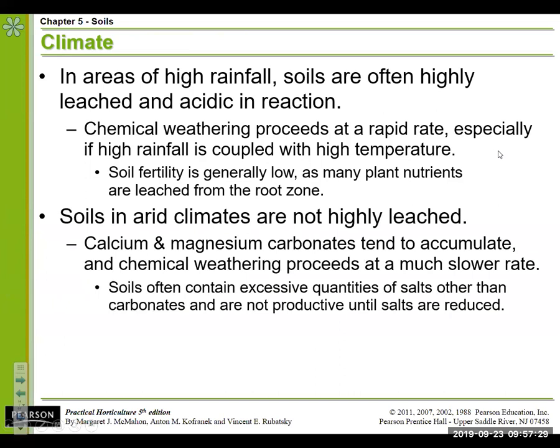In arid climates, though, the soils are not highly leached. So we kind of have the opposite effect there. We have calcium and magnesium carbonates accumulating, which causes chemical weathering to proceed at a much slower rate. So where we have high leaching and high rainfall, we have low leaching and low rainfall, makes sense, right? But that often causes an excessive quantity of these salts to accumulate. And that's going to cause these soils to be less productive until those salts can be reduced.